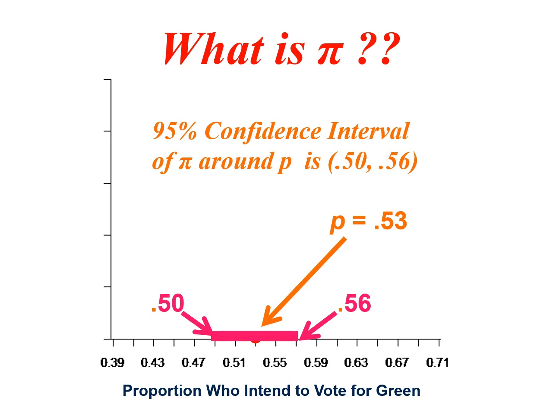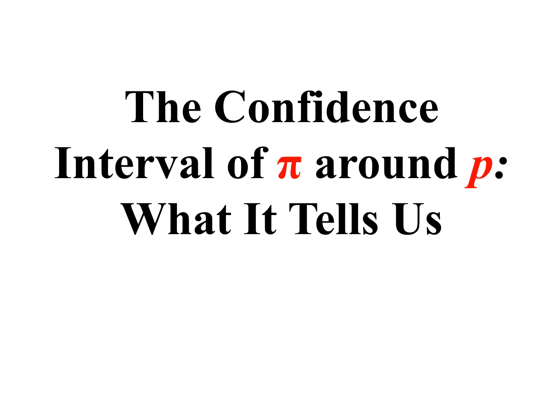If she constructs a 95% confidence interval around p, she can say, I am 95% confident that pi lies somewhere between 50% and 56%. During the first part of the last lecture, we explained what the confidence interval of pi around p tells us.